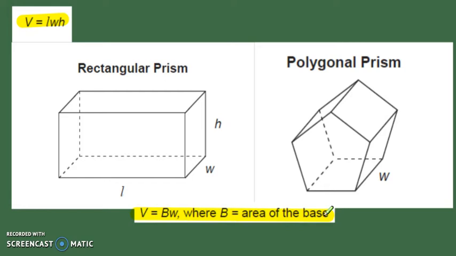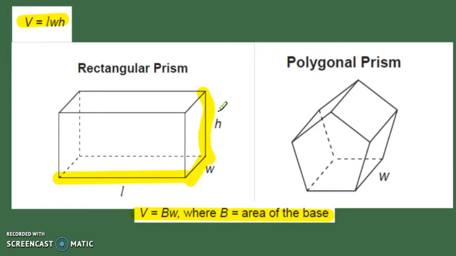Let's talk about the rectangular prism. The rectangular prism says the volume is the length times the width times the height. So we have the length times the width times the height.